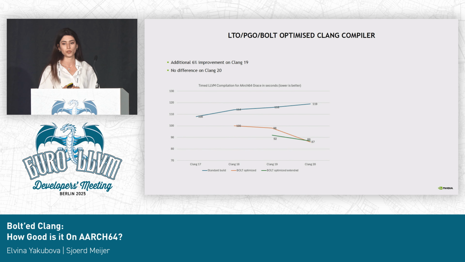But yeah, let's also look at how the compilation time of building Clang itself changed. As you remember from the previous slides, this chart shows timed LLVM compilation on the AArch64 Grace CPU in seconds. The blue line means standard build, orange means BOLT-optimized, and now we have a green line, which means BOLT-optimized Clang with extended profile. For the Clang 19 version, we have an additional 6% improvement, but unfortunately we see no difference for Clang 20.